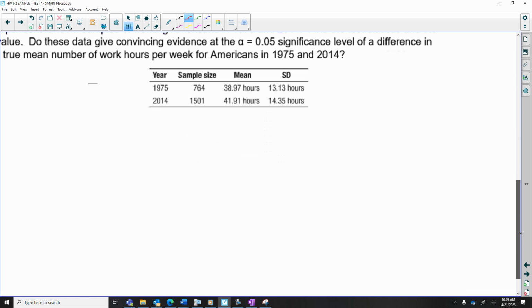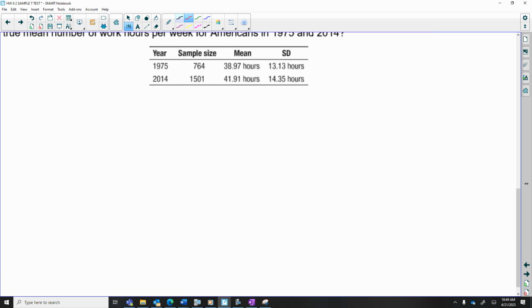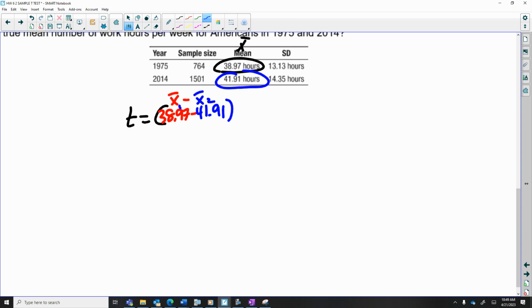So now we're going to go back to our example and plug our test statistic into our formula and get our t-score. So x bar 1 minus x bar 2. x bar 1 was here, 38.97, minus x bar 2, which was 41.91. That's the statistic, x bar 1 minus x bar 2, minus the parameter. Remember, mu1 minus mu2 we're assuming equals 0. So you could just write minus 0, or you could not write anything because it drops out.